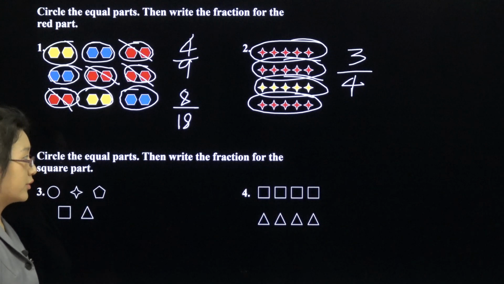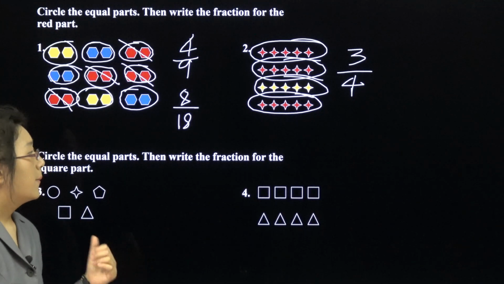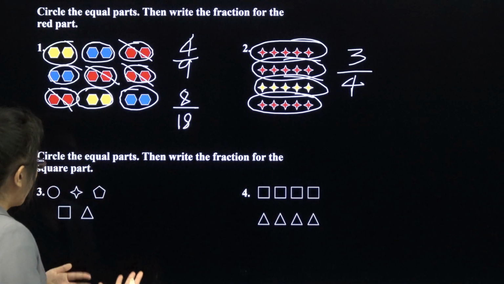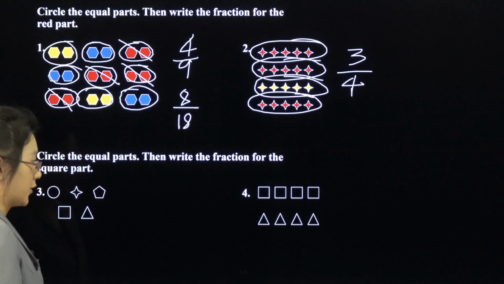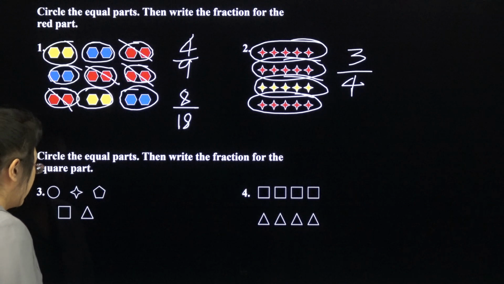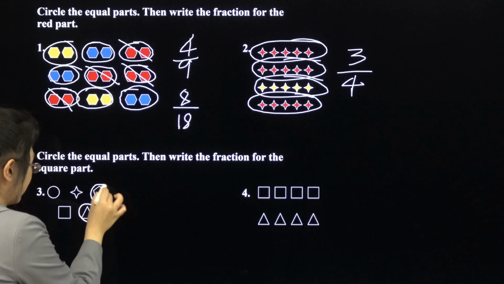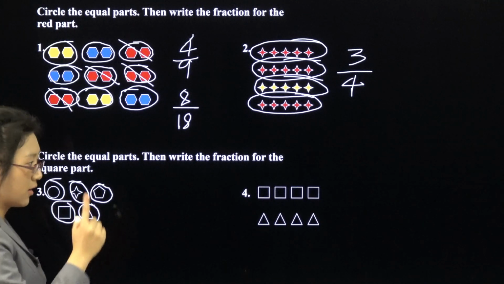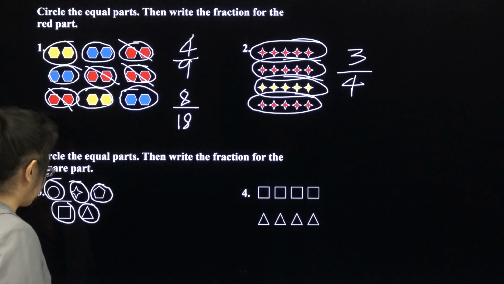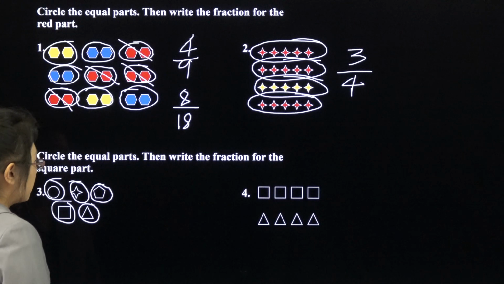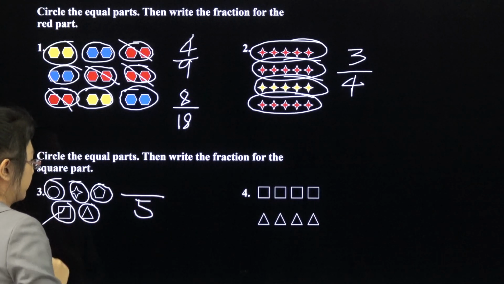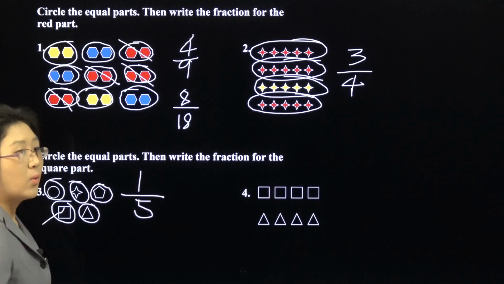So here, we're going to also circle equal parts, but instead of choosing the red one, write a fraction for the square part. So here we all have just individual, there's not really equal parts. The parts are individual shapes. And there's 5 of them. And only one of them is a square. We get 1 over 5.